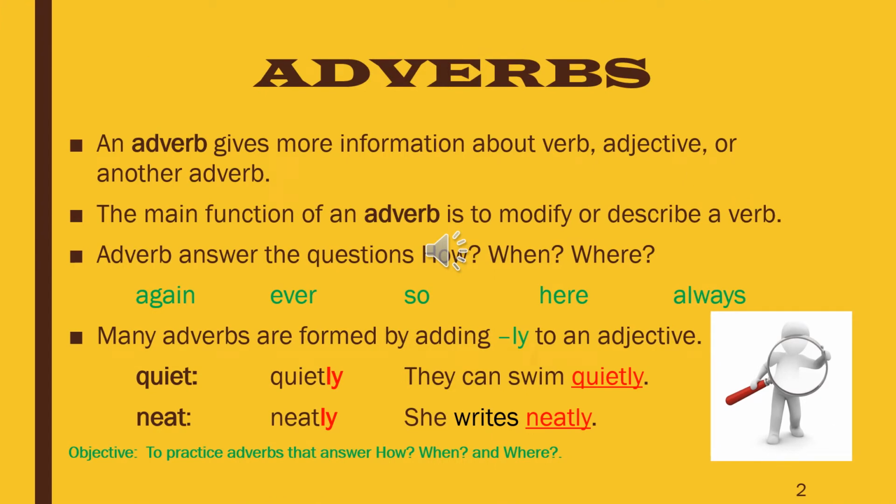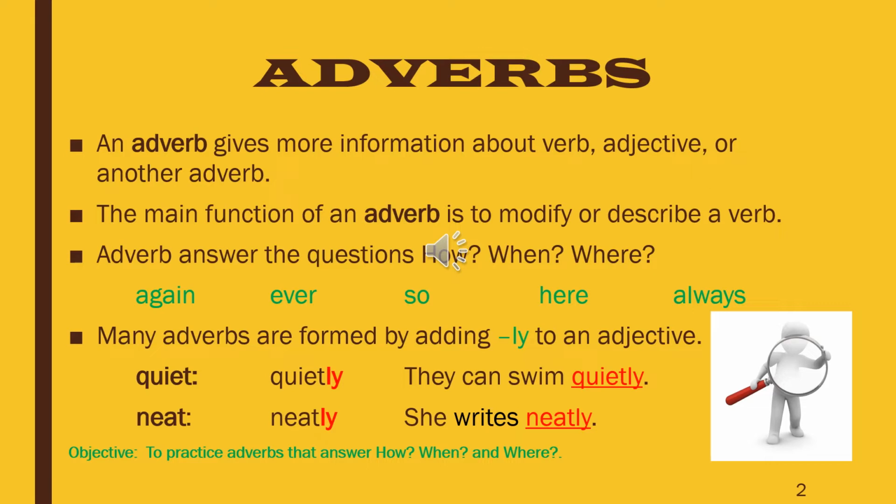The title for today's lesson is Adverbs. The objective of this class is to practice adverbs that answer three questions: how, when, and where. Remember, we are on page number 2. Now, what is an adverb? Does anyone have a definition for an adverb? Okay, an adverb gives more information about a verb, adjective, or another adverb.